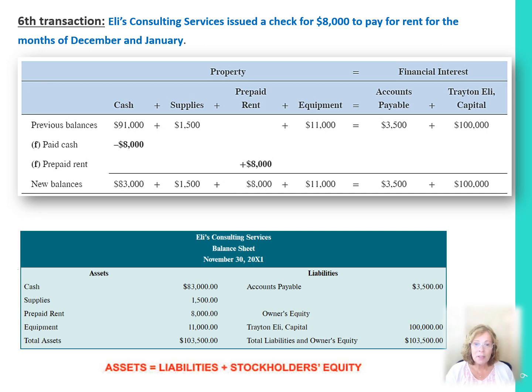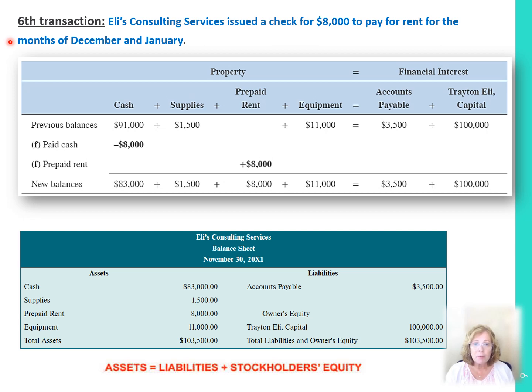The sixth transaction is about Eli's Consulting renting offices. In November, the office manager Sanchez arranged to rent facilities for $4,000 per month, beginning in December. The landlord required that rent for the first 2 months, for December and January, be paid in advance. The firm prepaid, meaning paid in advance, the rent for 2 months. In accounting, this right is considered a form of property because the business could potentially get a refund if it did not use the facilities for the entire time.